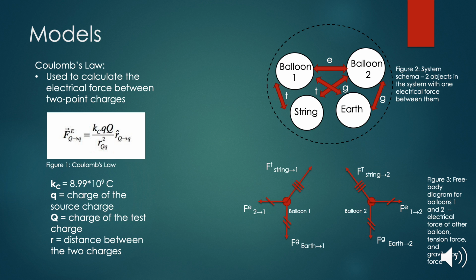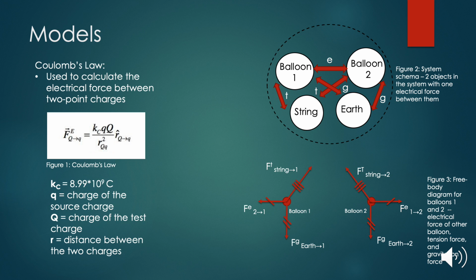So some models that were used during this experiment include Coulomb's law, which was just defined, and there's a picture that shows the equation and the components of it, such as Coulomb's constant, the charges, and the distance. Another model that was used is the system schema, which shows what is in the system, which is the balloon, string, and earth, and forces on those things. The forces are also shown in the force diagram right below the system schema.